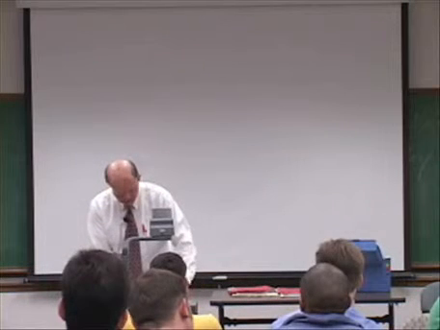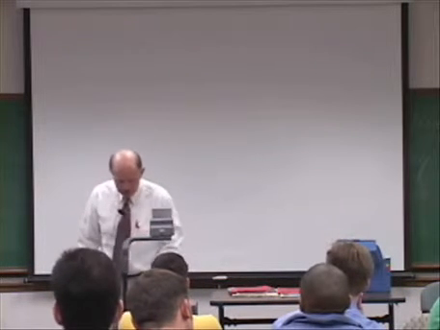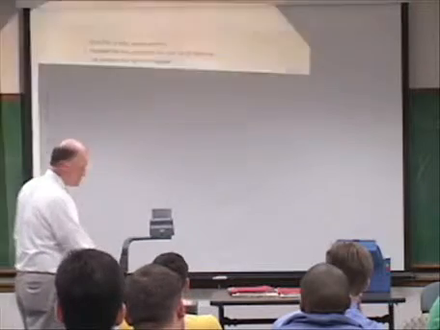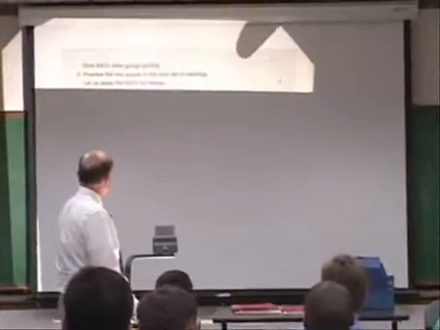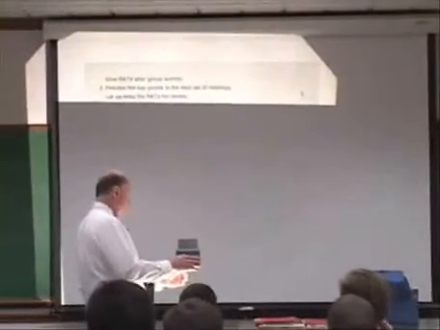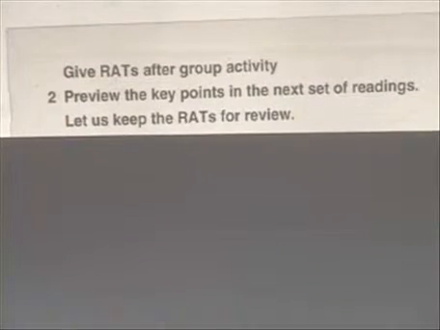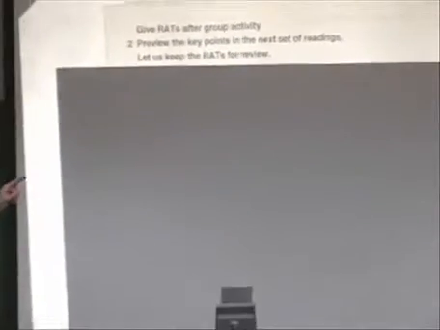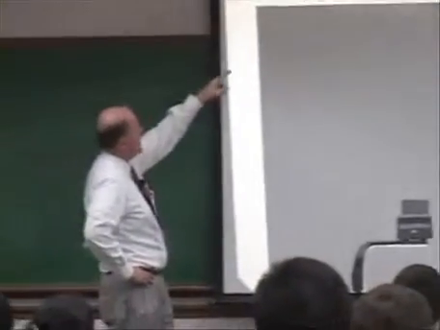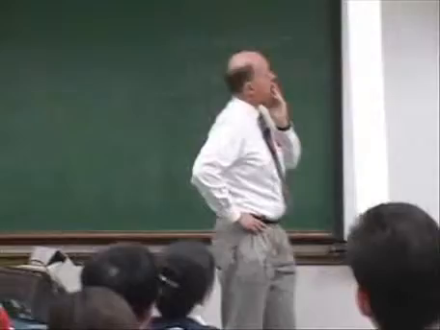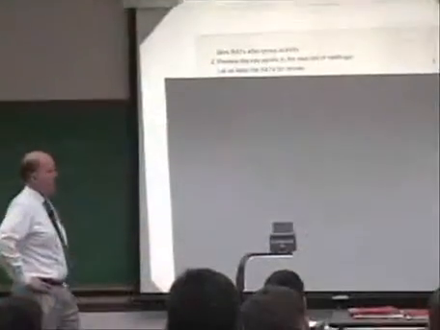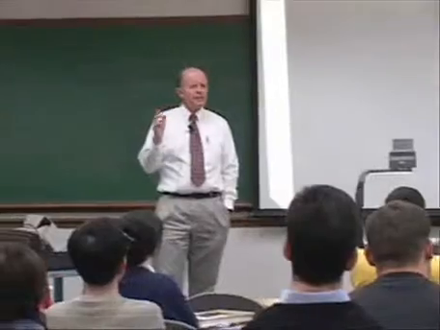Then I go over the items identified by groups as being the top two from their group. What I'm going to show you here is what you said last time on the sheet, summarized: these are the things we think I can do to help the class be better. Four of them pertain to the RATs, and I want to talk about those. Two said preview the key points in the next readings, one said give them after the group activity, and one said let us keep the RATs for review. Giving the RATs after a group activity, I thought about that one a lot.